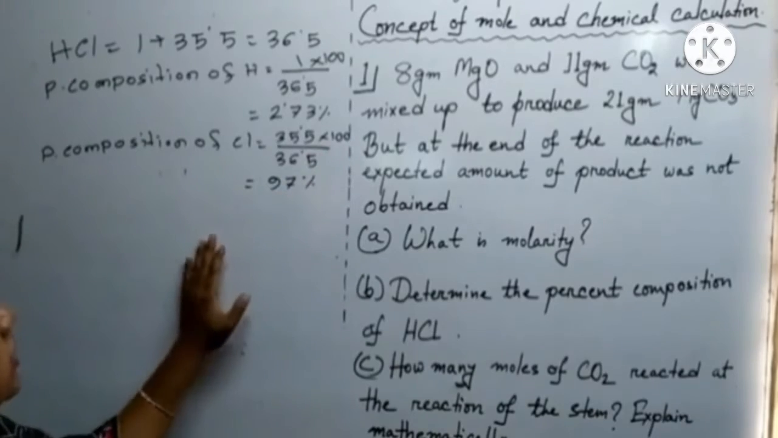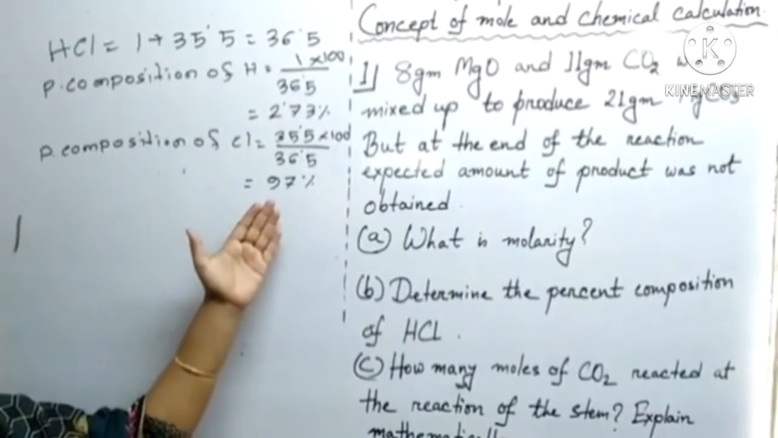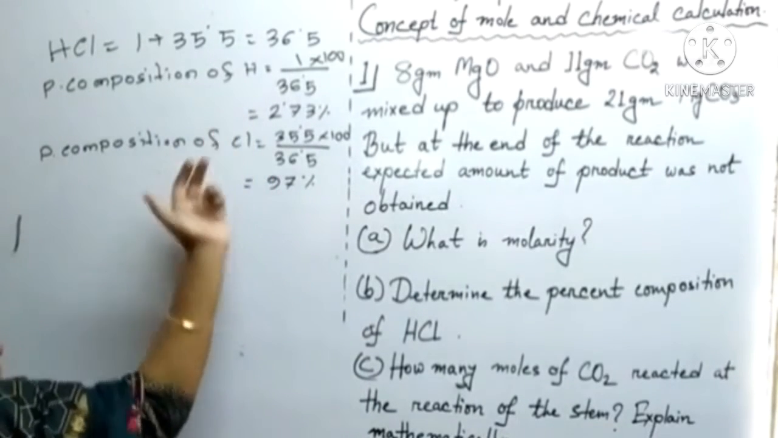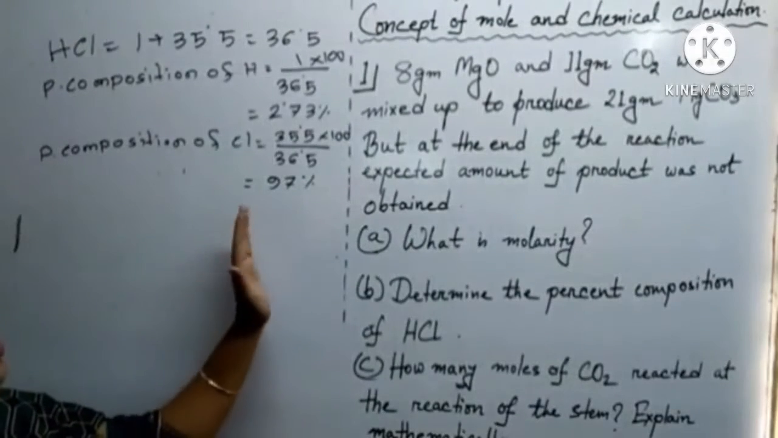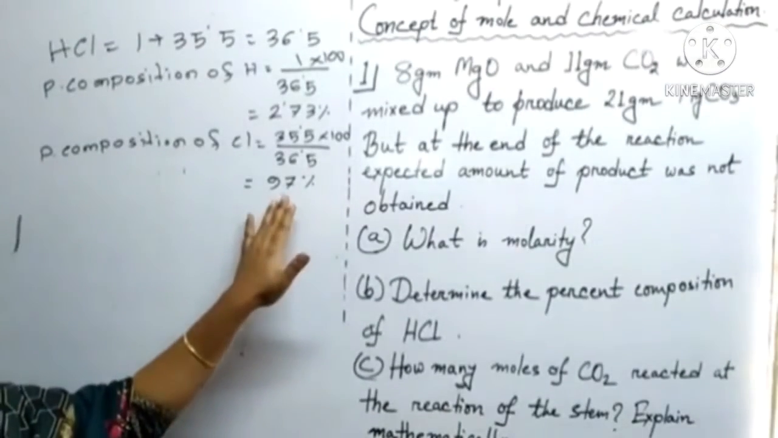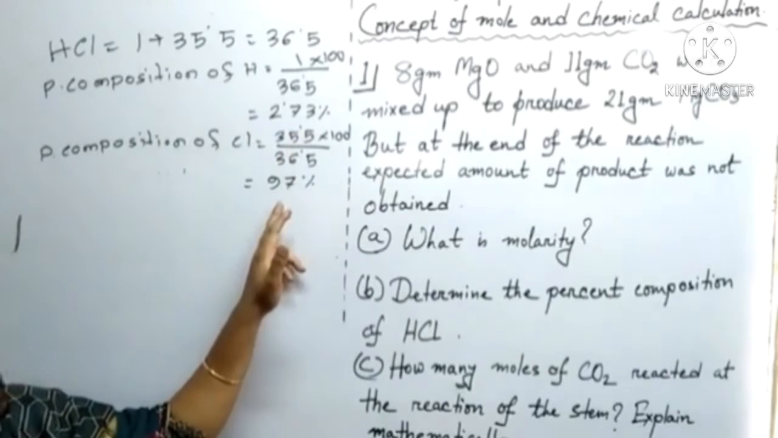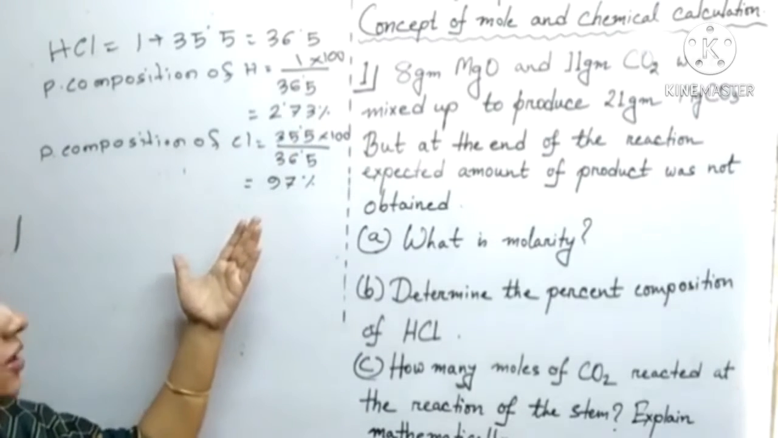You can check yourself whether your math is correct or not. If you find that the total of the percentage composition of all the elements is 100%, then you can understand that yes, your math is correct. Here 97% plus 2.73% is equal to 99.73%. That means 100%. So your math is correct.